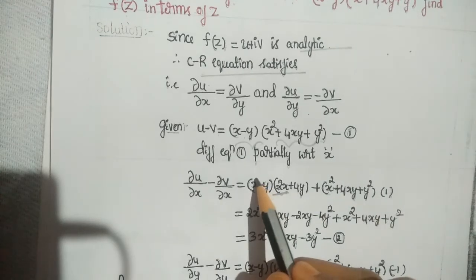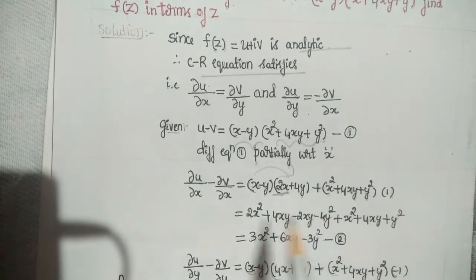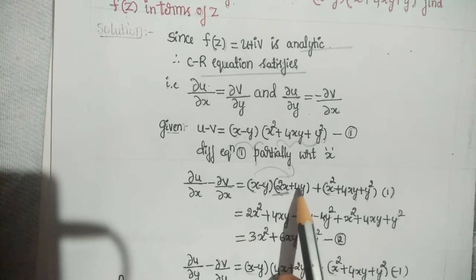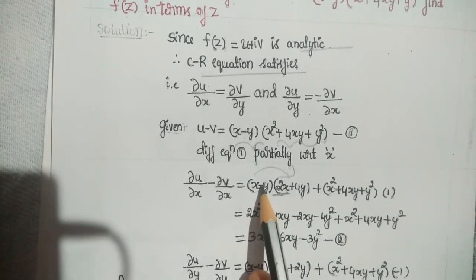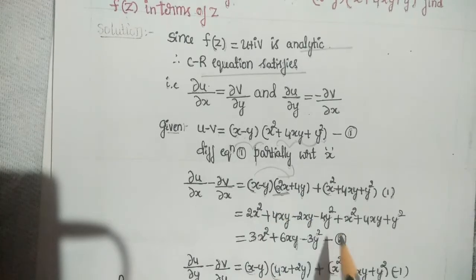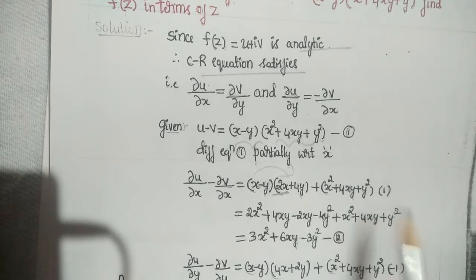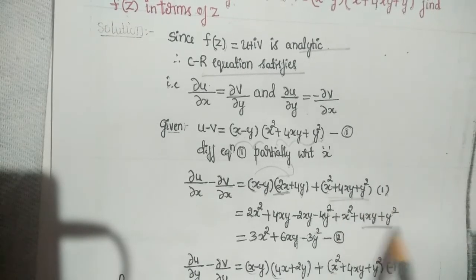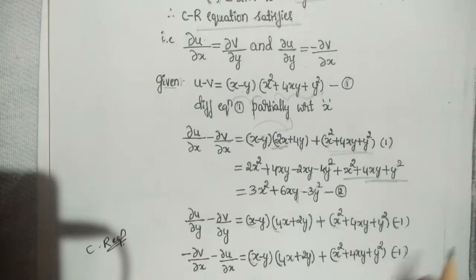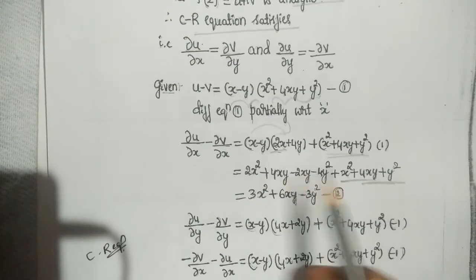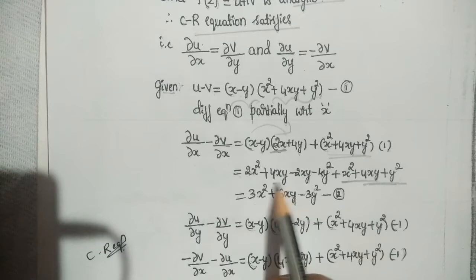Now multiply x minus y within the bracket. What you get: x into 2x is 2x square, x into 4y is 4xy. Next, minus y into 2x is minus 2xy, and minus y into 4y is minus 4y square. Next, x square plus 4xy plus y square stays as it is. So here 2x square, here x square, and 2x square plus x square is 3x square.